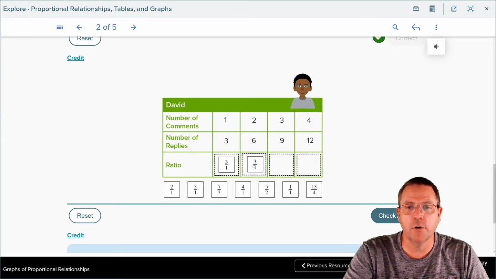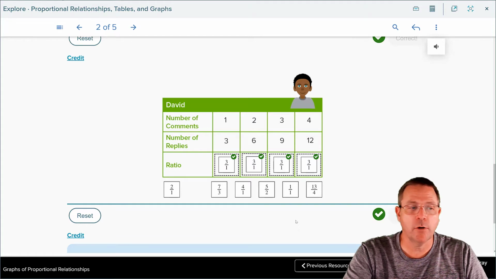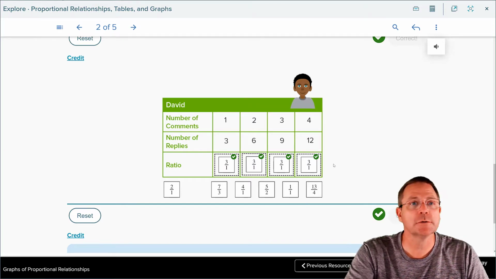6 over 2 also is a 3 over 1. 9 over 3 also is a 3 over 1. And 4 over 12 also is a 3 over 1. All those are checked, and now we're better prepared to answer the next questions.